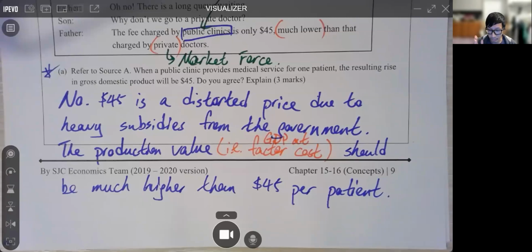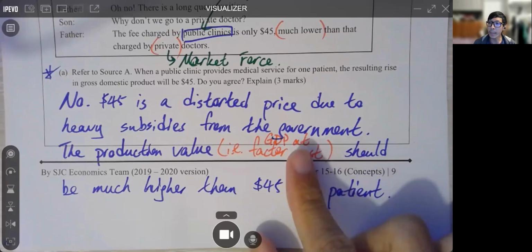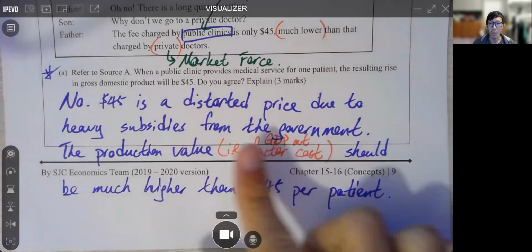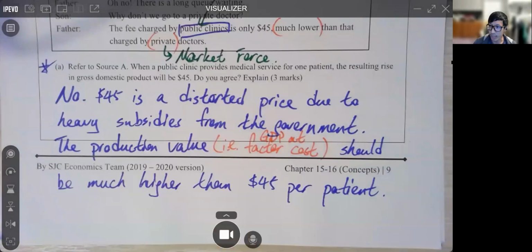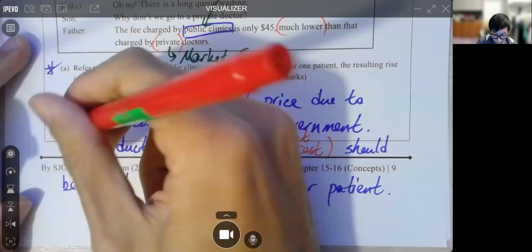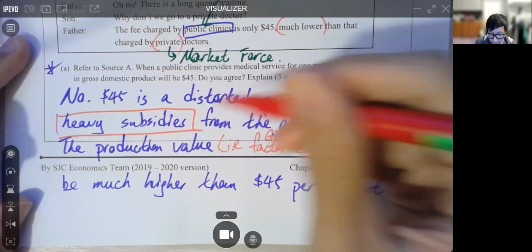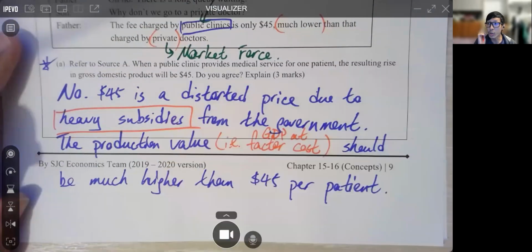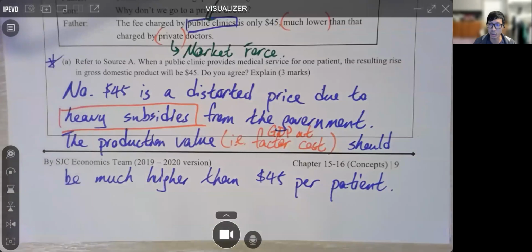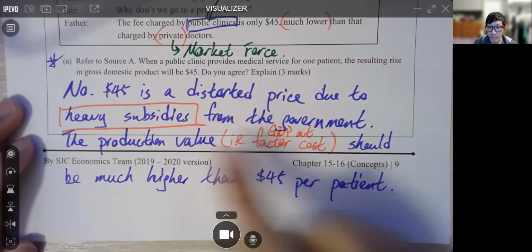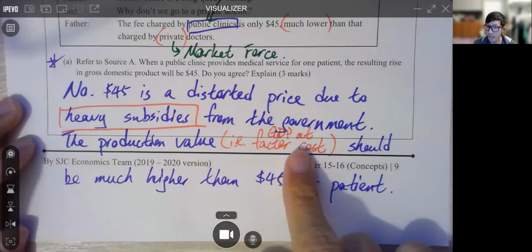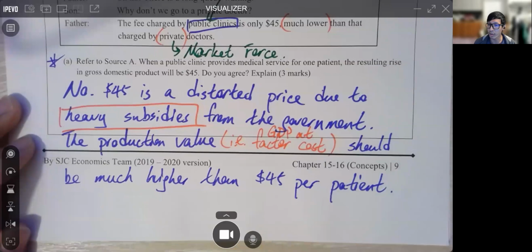Okay, again, remember, any public service would be distorted because of heavy subsidy, right? Because there is a lot of subsidy. So this price 45 is not an accurate measure, right? In order to have the accurate measure of public services, you need to take the factor cost, which should be much higher than 45. Okay.